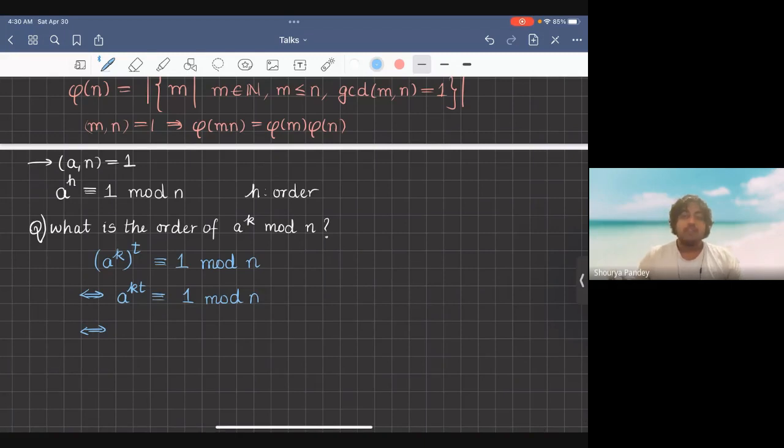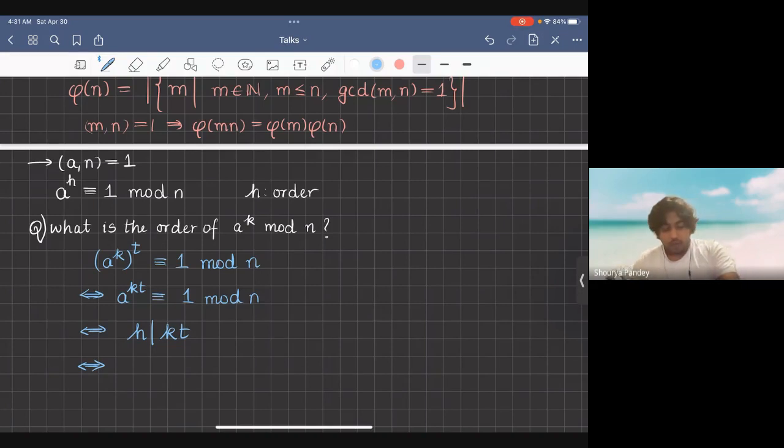So if a to the something is 1 mod n, then h divides kt. Yes. In fact, the converse is also true, right? I hope you see why the converse is true. If a to the h is 1 mod n, then a to the any multiple of h is also 1 mod n, right? Okay. And then what do you say from this?